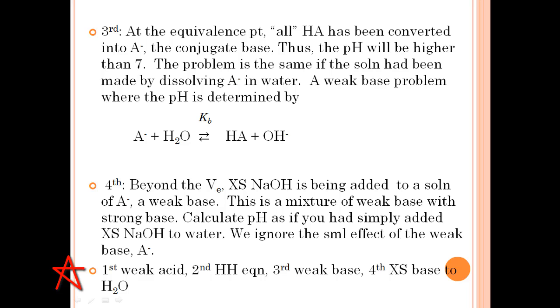As a summary, the first portion is a weak acid problem. The second portion is just a buffer, so you use your HH equation to find the pH. The third portion is just a weak base problem. And the fourth portion is just when an excess strong base is added to water, so it's basically dominated by the amount of strong base that's added.